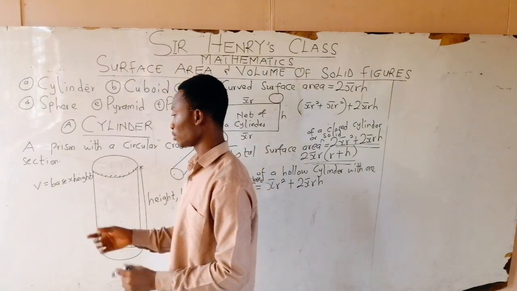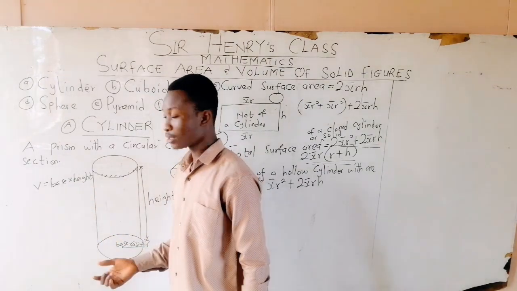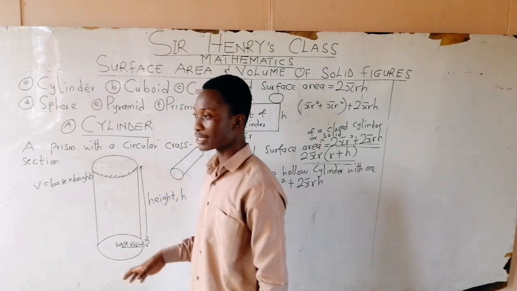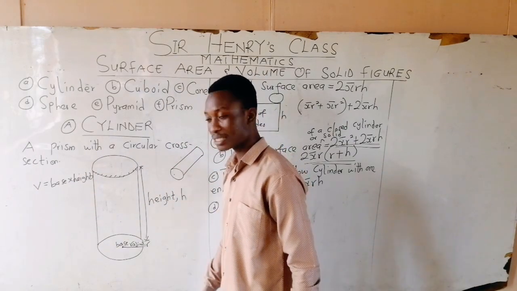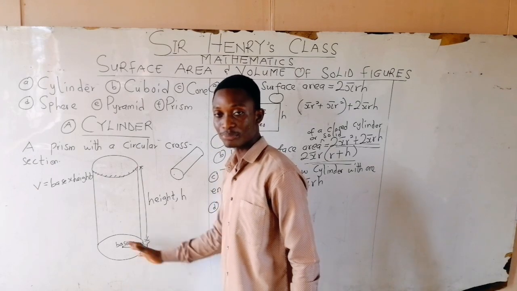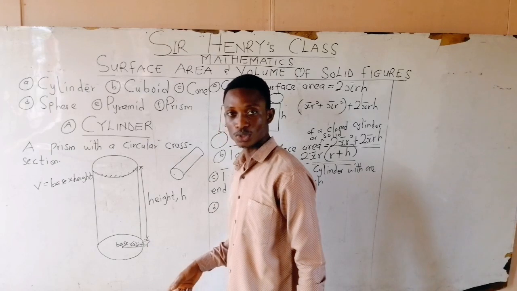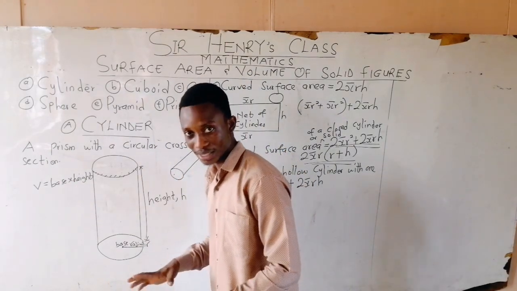Mostly your volume includes your base. Good. So if I want to find the volume, basically it is the base times height. Now, here, what is the base of this shape? It is a circle. The base is a circle. Good. So the height is also included. So it is base times height. So are you seeing the thing?